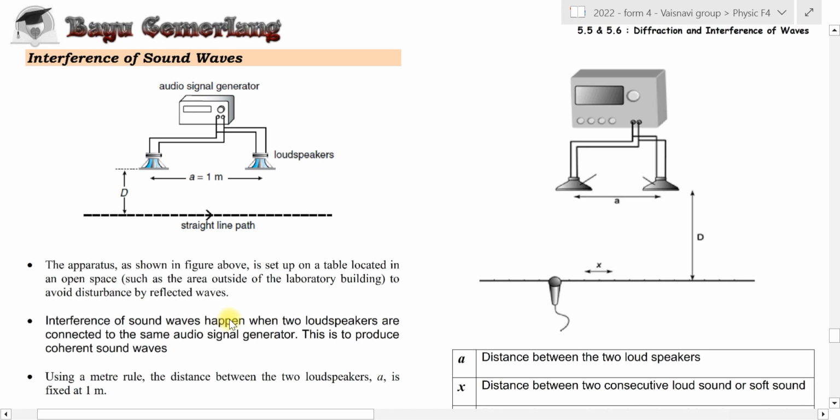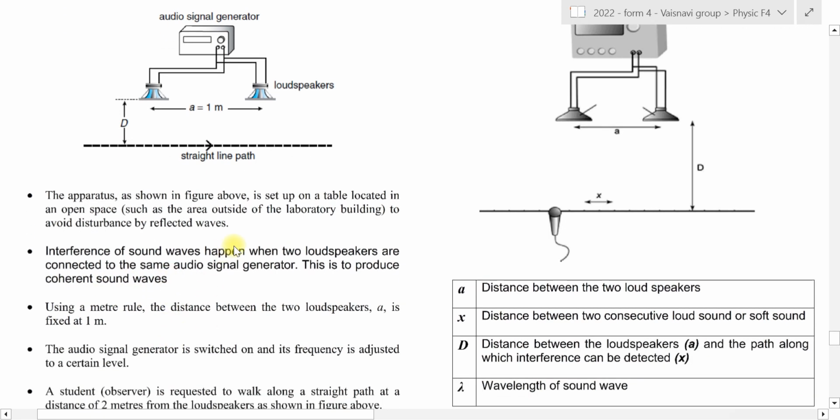Interference of sound wave when two loudspeaker are connected to the same audio signal generator. Maka dia akan terhasil dua wave yang sama jenis lah, sama phase, in phase lah. Okay, not to say in phase, they have the constant phase difference. This is to produce coherent sound wave. They want to produce the same type of sound wave.